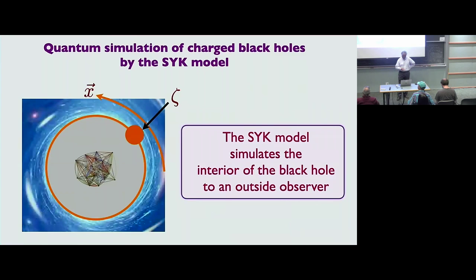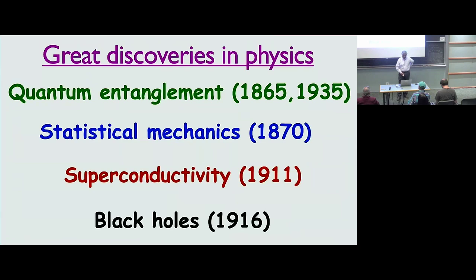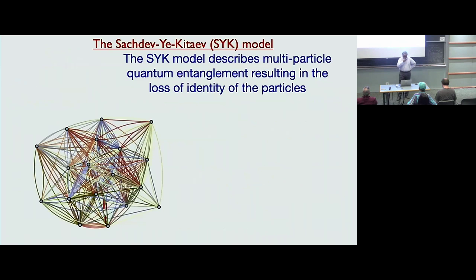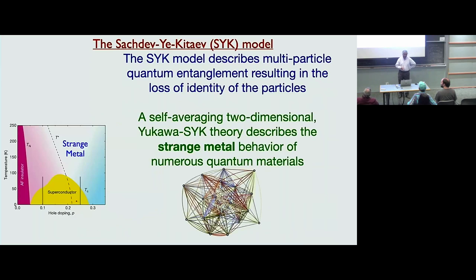All right. So to conclude, I've talked about quantum entanglement and basic principles of statistical mechanics, how they come together in a very interesting way in theories of superconductivity and black holes. And the SYK model describes multi-particle quantum entanglement, resulting in loss of identity of the particles. I should say this picture has been made by Leon, so thank you very much, Leon. I've been using it without attribution for many, many talks.